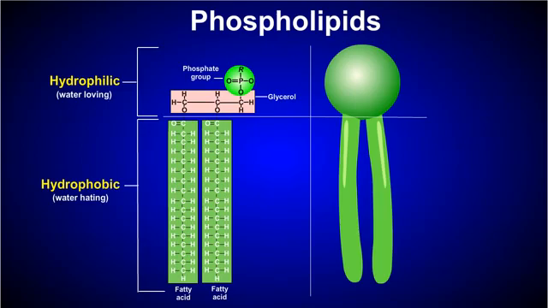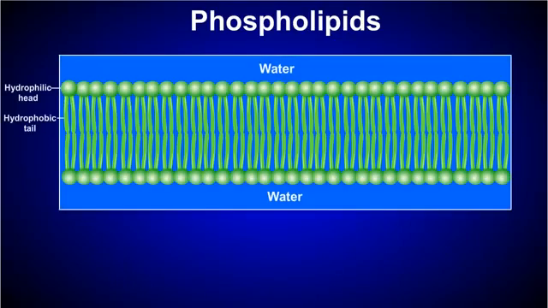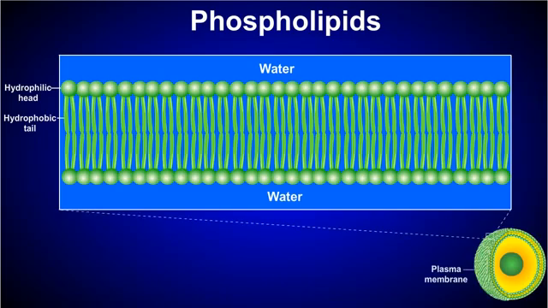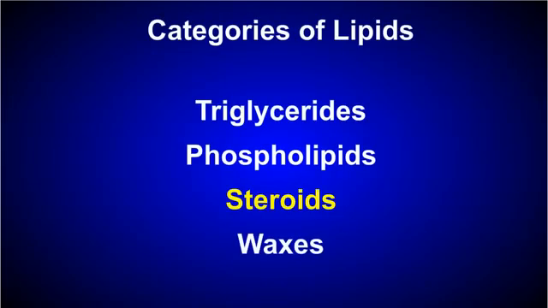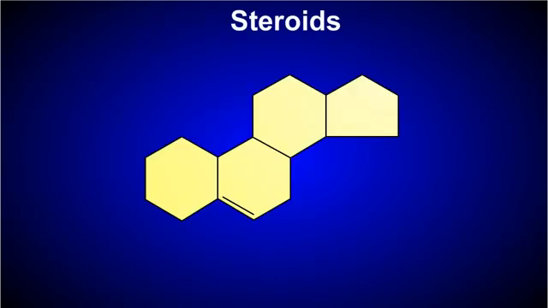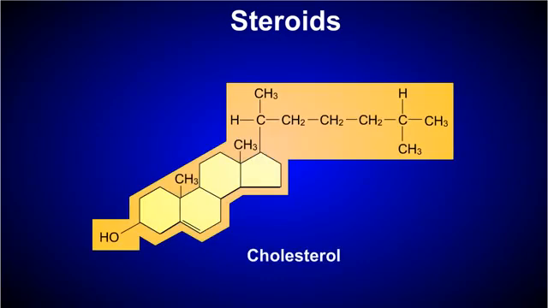Because of these unique properties, phospholipids tend to arrange themselves so that only the hydrophilic heads interact with the watery environment, and the hydrophobic tails crowd inward away from the water. This structure is the major component of plasma membranes of the cell. Steroids are the next category of lipids. Steroids are composed of four fused rings of carbon to which different functional groups are attached. One well-known steroid molecule is cholesterol.